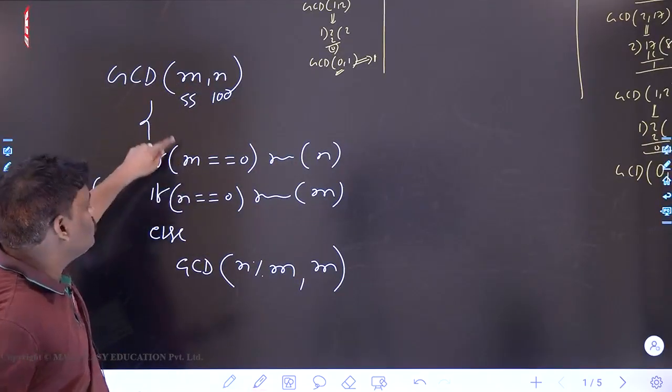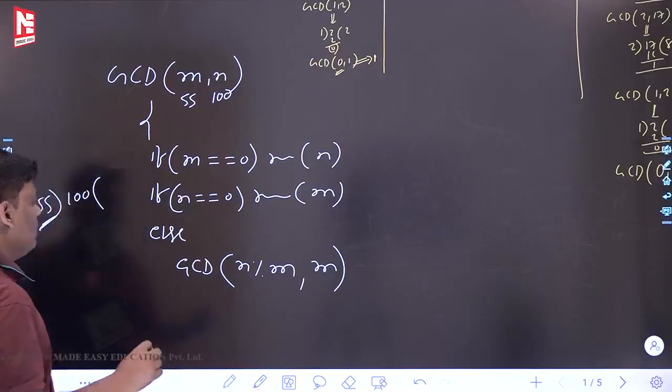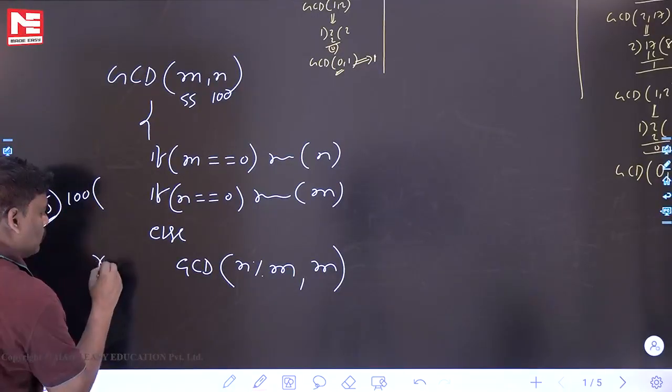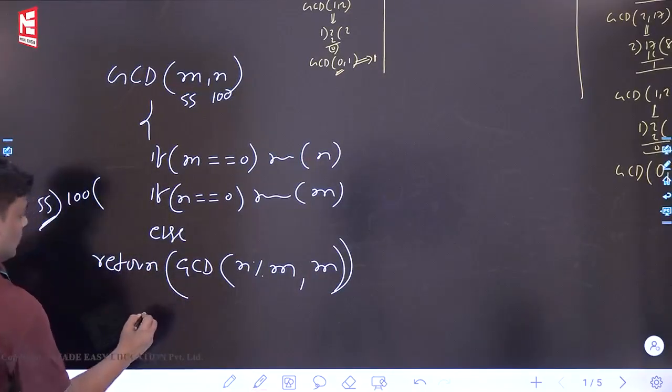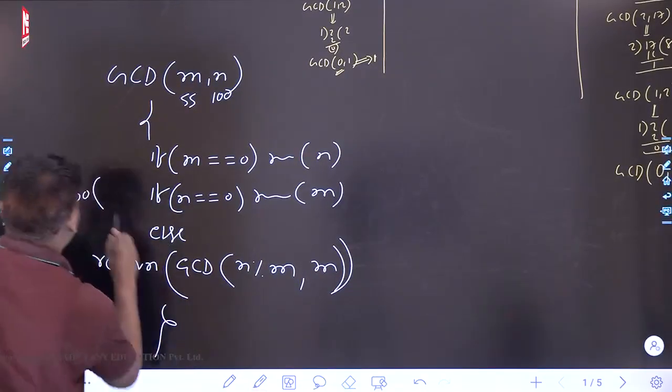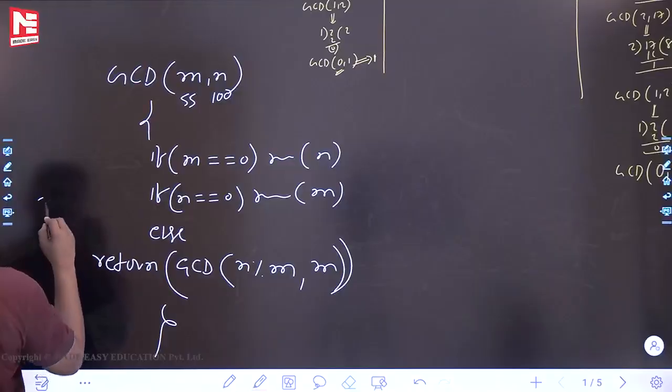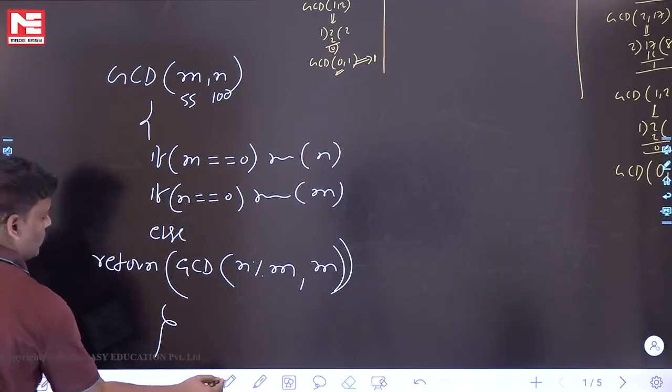Until any one of the cases happens, m is 0 or n is 0. Right? So after completion of all, return the answer. Return. Right? End of the else. Please check the 3 examples I explained. If you have any small doubt, please go through it.